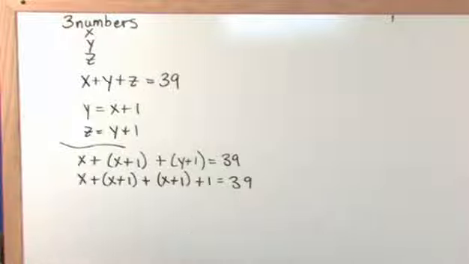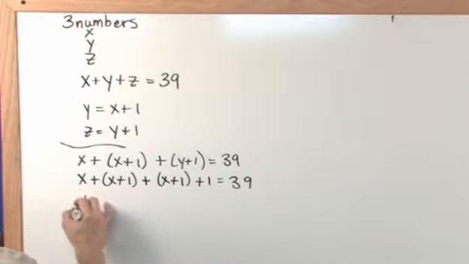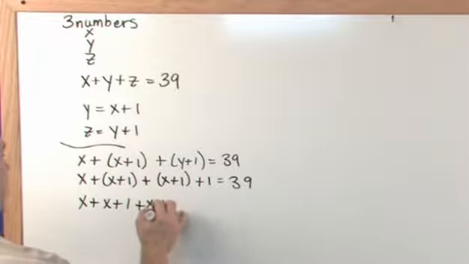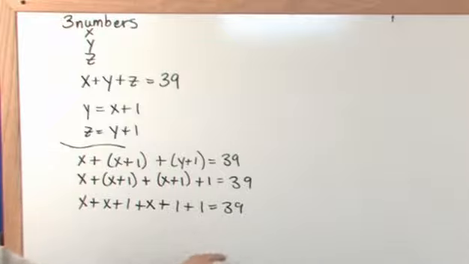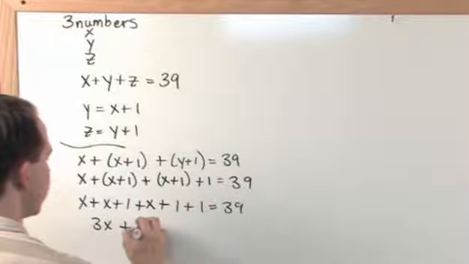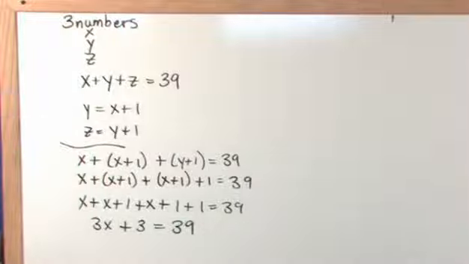So let's first just take away all the parentheses, and that'll make things a little bit clearer. x plus 1 plus x plus 1 plus 1 is equal to 39. Again, it looks ugly, but I've just taken the parentheses away. That's all I've done. x plus x gives you 2x, plus the x makes 3x, and 1 plus 1 plus 1 gives you 3, equal to 39. Now it doesn't look so bad.